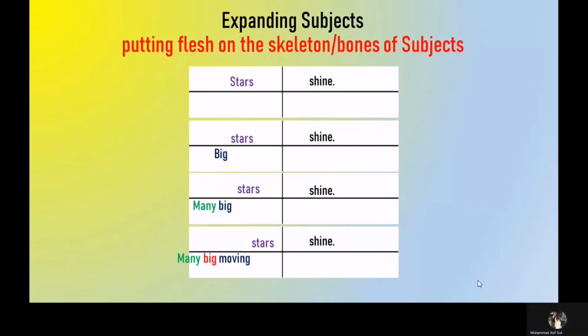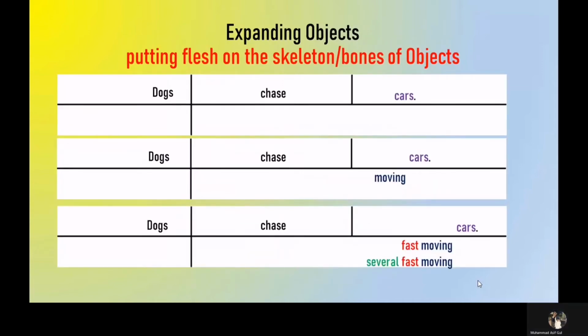So from the simple one word subject stars, we have expanded it to many big moving stars. We have expanded it to a four word subject, a compound subject. So this is how we expand subjects. Let's see what comes next. Here we will be learning to expand objects.